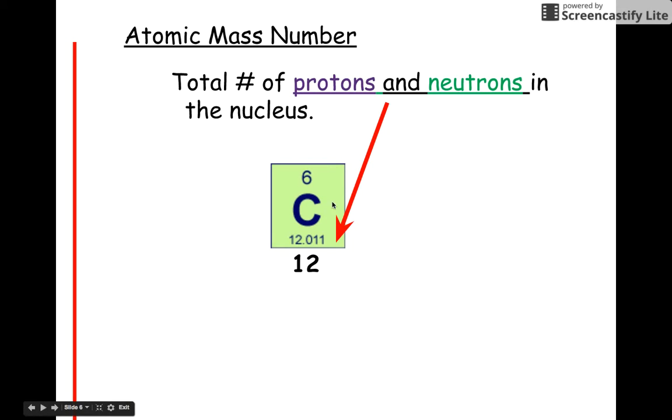The number of neutrons can be found by using the atomic mass, which is on the bottom of the element symbol. Both protons and neutrons are found in the nucleus. So by knowing the number of protons, which is 6, you subtract it from 12, and you find the number of neutrons in the nucleus. And that's what gives the mass, the weight of the atom. So that's why it's called the atomic mass.